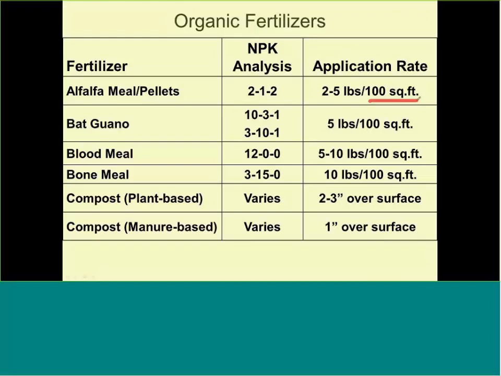And remember, in the last couple of slides, I showed you how to calculate your square footage, even if you plant your crop in rows, not in a raised bed that's 32 square feet. Guano is 5 to 10 pounds, blood meal, bone meal, 5 to 10 pounds. Compost that is plant-based, 2 to 3 inch minimum. You can add 6 inches, you can add a foot, you're not going to hurt anything. It's just expensive.